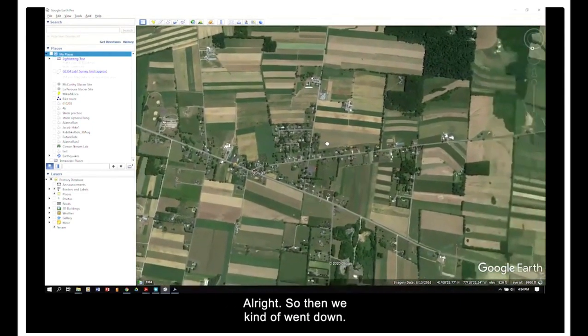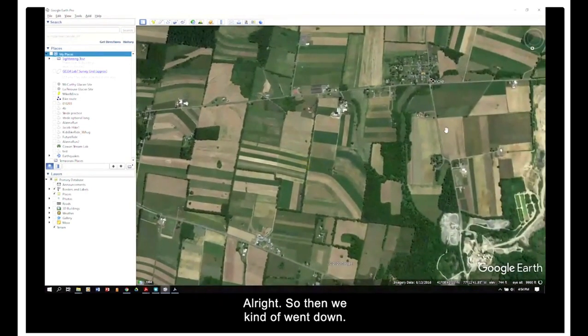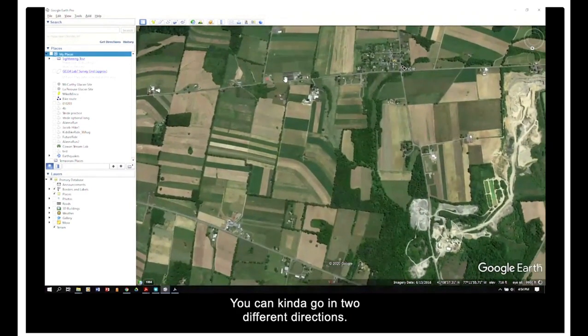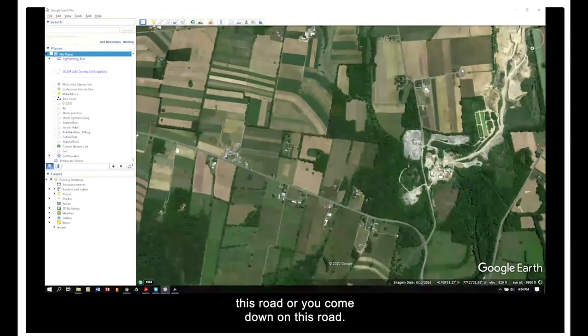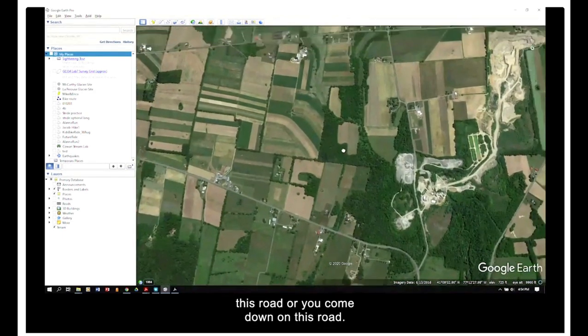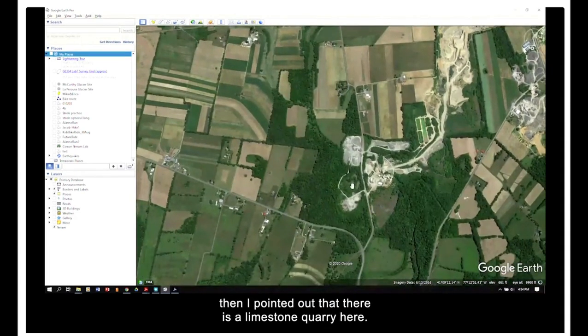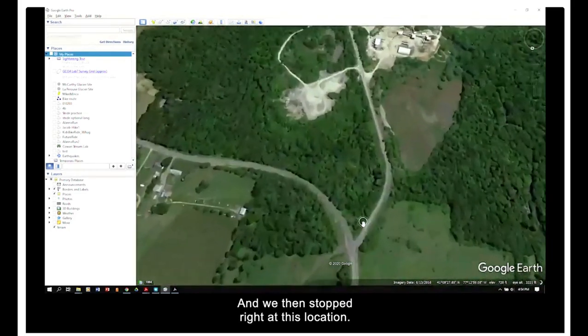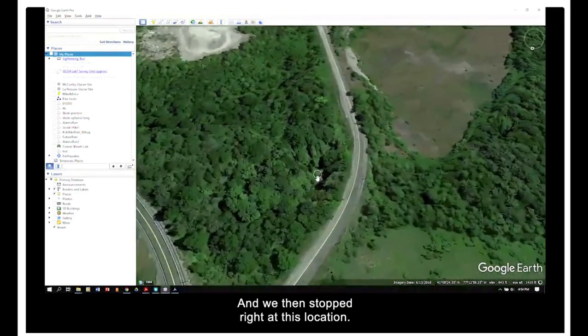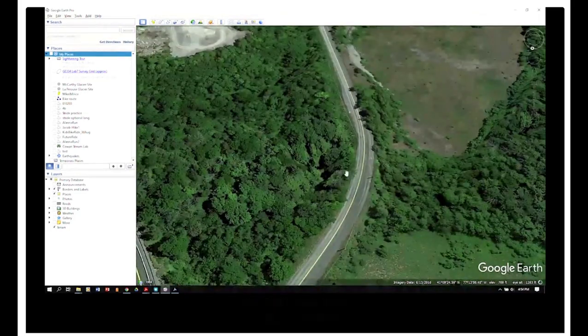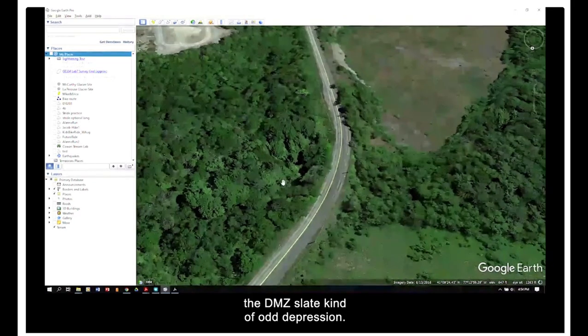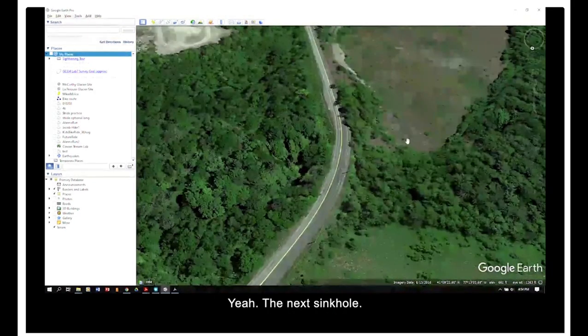All right, so then we kind of went down. You can go in two different directions. You could go this way on this road, or you could come down on this road. But either way, we ended up turning, and then I pointed out that there was a limestone quarry here. And we then stopped right at this location. Hopefully you can see in the DEMs a slight, kind of odd depression. Yeah, the next sinkhole.